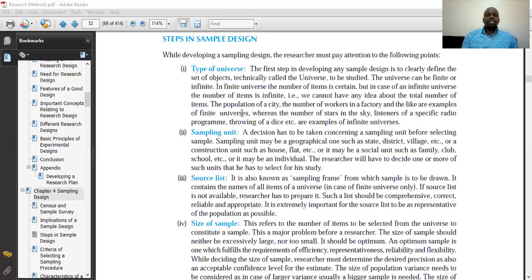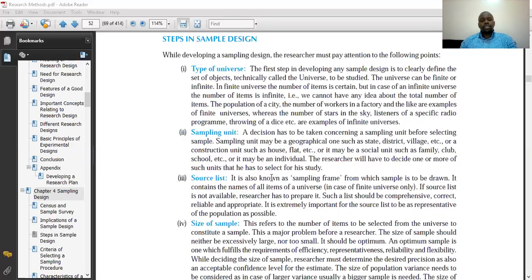So the sampling units are the particular geographical areas where you pick your samples from. Therefore, the sampling unit is part of the larger universe. You cannot do research on the whole universe, okay? You only do research from a sampling unit, okay?